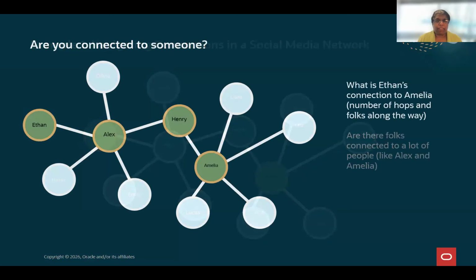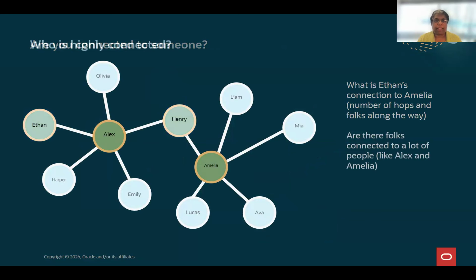And you can do other interesting things such as how many hubs exactly, and then identify which are the important entities. For instance, Alex and Amelia are kind of central to their communities. They're connected to a lot of people. And then you can also notice that the node Henry is connecting these 2 communities. If Henry were to decide that he didn't want to be part of these communities, then these 2 communities would be disjoined, they'd be disconnected.